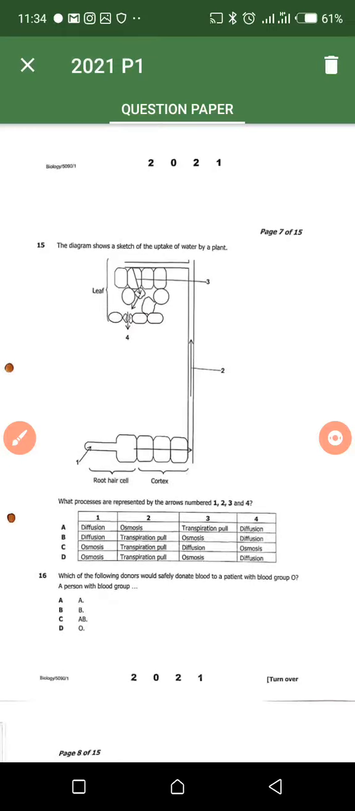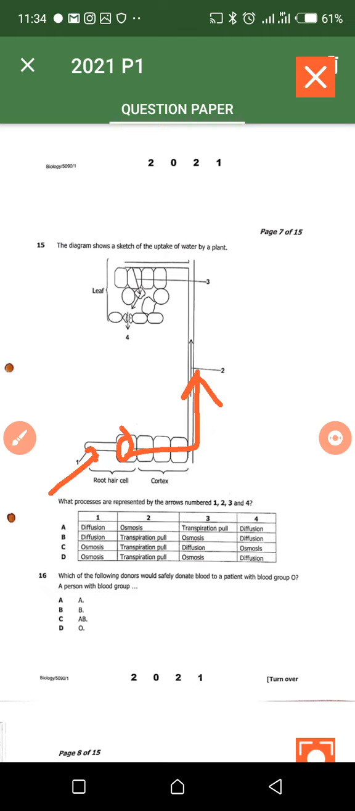Then 15. The diagram shows a sketch of the uptake of water by a plant. Okay, so you can see here that there's a process 1 where water is being taken from the soil into the root hair cell. This is a root hair cell here. Then this water is transported through the xylem. This is a xylem. So this is transpiration pull here. Okay, so how does water enter the root? Water enters the root via the process of osmosis.